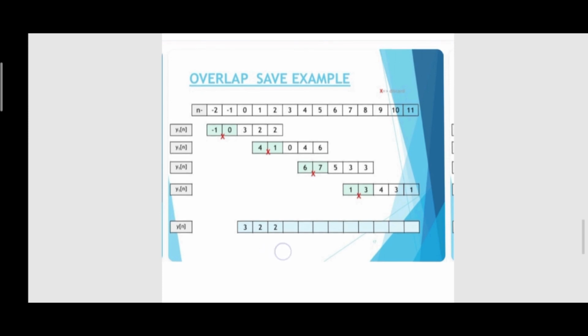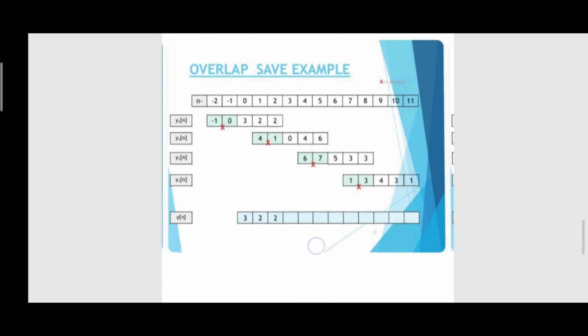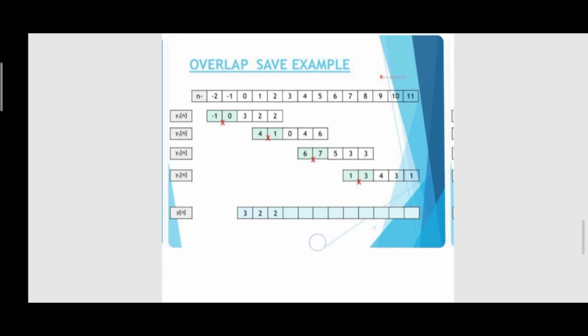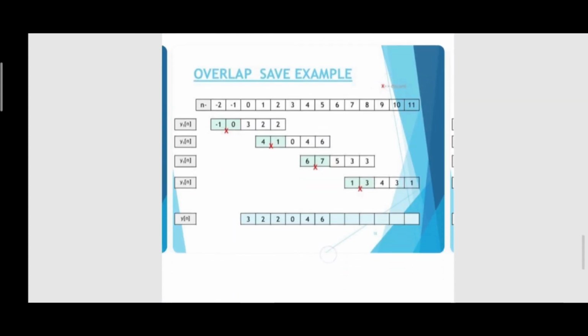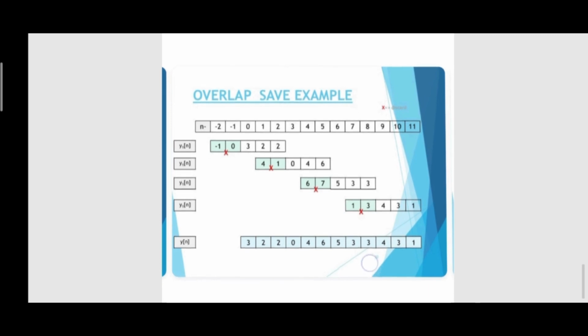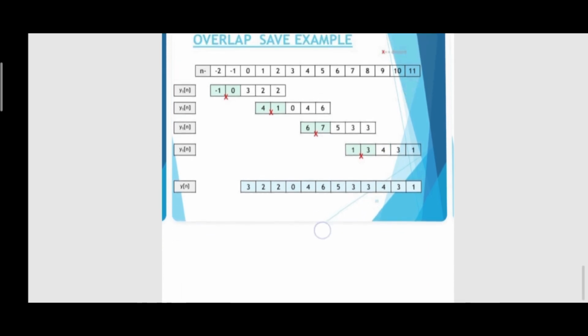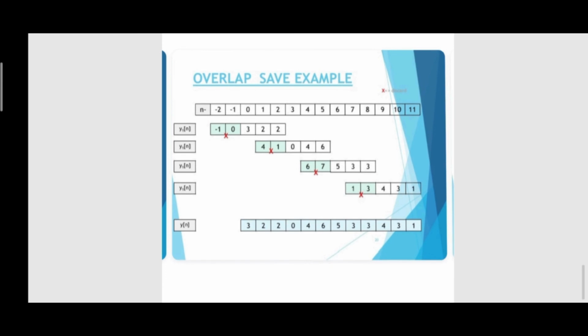So we are discarding m minus 1 number of samples from every y of n, and we can write the remaining values: 3 2 2, 0 4 6, 5 3 3, 4 3 1. In the first stage we find 3 2 2 and 0 4 6, in the next stage we find 5 3 3, and after that we get 4 3 1. So this is the final answer of convolving the two sequences, the given data x of n and the smaller data or impulse response h of n.